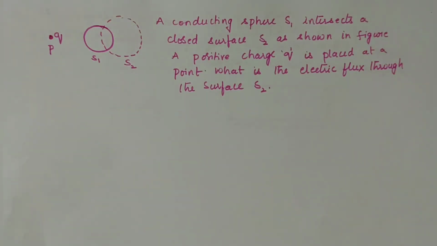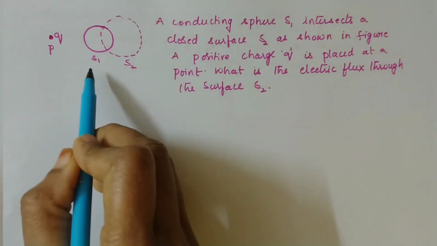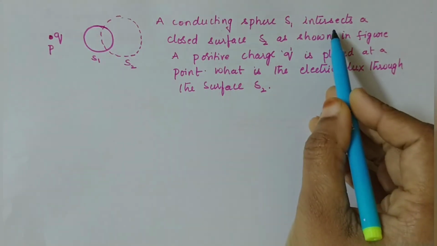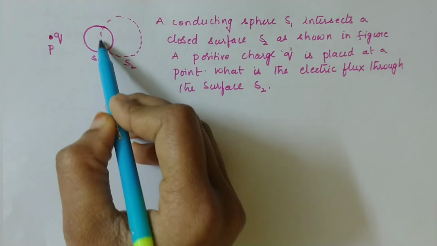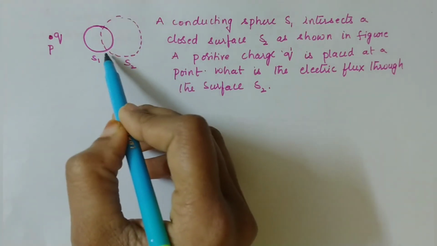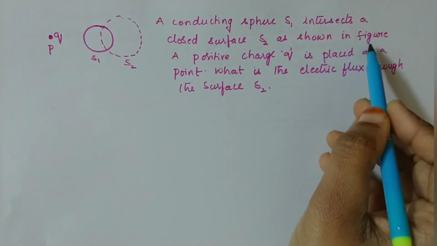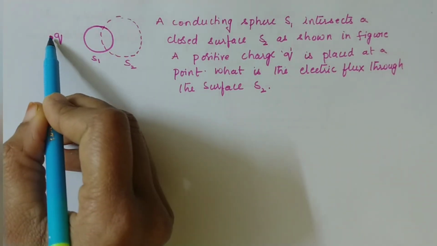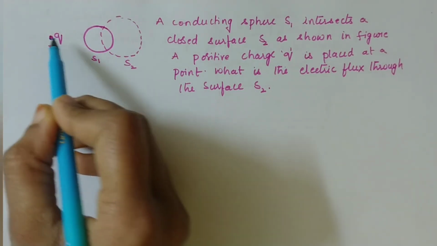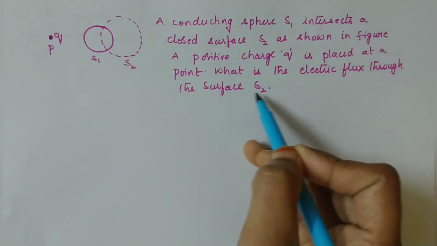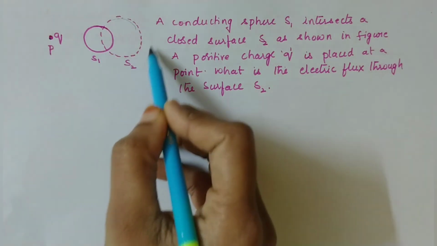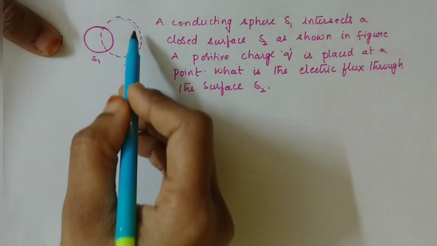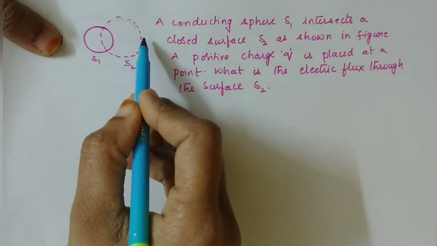Look at the question. A conducting sphere S1. Okay, the thick line represents a conductor, and this is intersecting a closed surface. This is one imaginary surface S2 as shown in the figure. A positive charge Q is placed at a point P from the sphere. What is the flux through this particular surface S2?